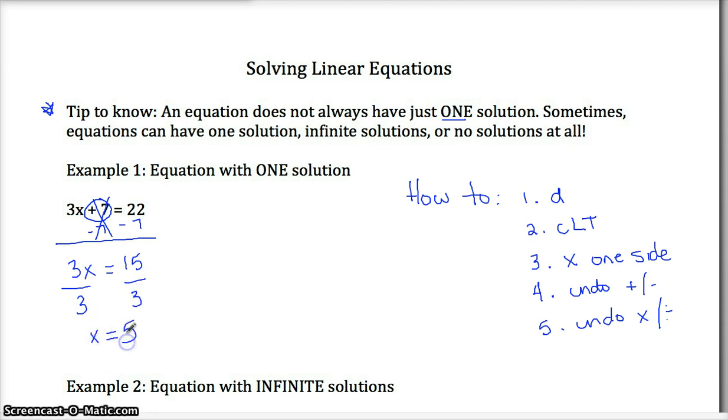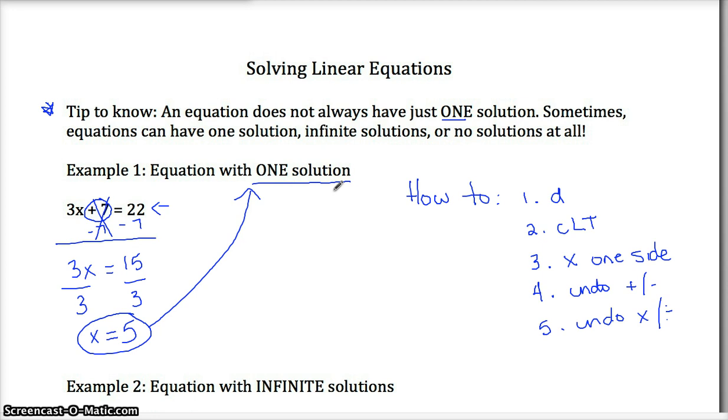Now, this is what you're always used to seeing. When you have x equals 5, you always think that you're done and that that's the answer to the problem. And it is. However, you have to realize that this means that 5 is the only number that will make this equation up here true. No other number will make this equation true. That means that this equation has one solution. Only the number 5 will make it true.